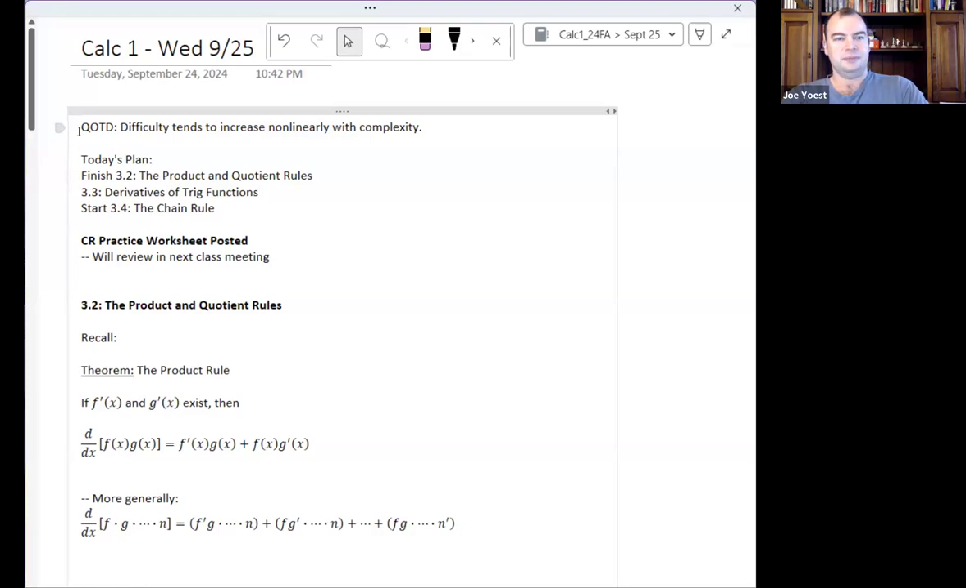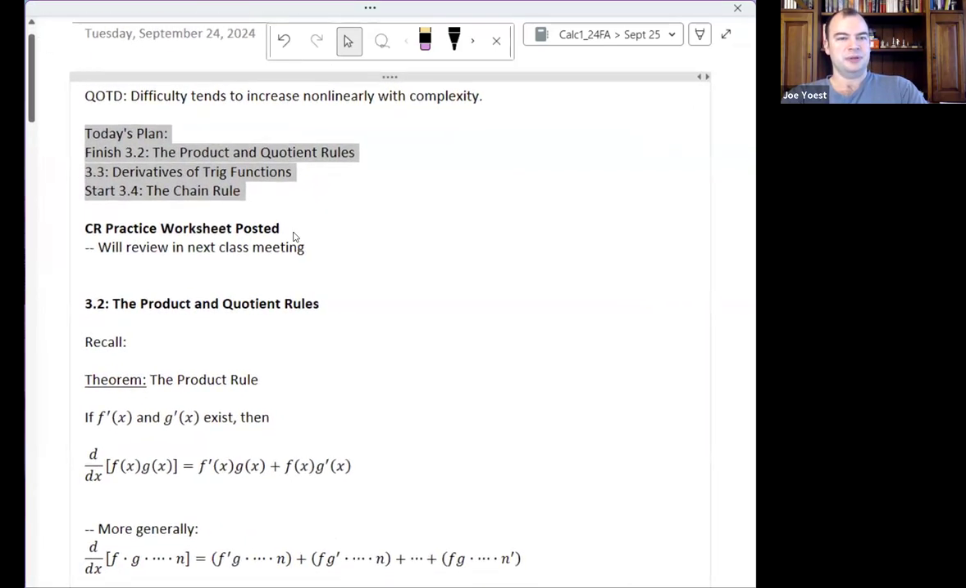Okay, so the plan for today is to finish up section 3.2, the product and quotient rules, just a couple more examples from that section. Work through 3.3 derivatives of trig functions, and we should have time today to start 3.4, the chain rule.